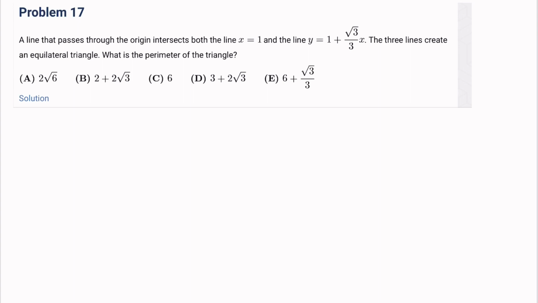Number 17: a line that passes through the origin intersects both the line x equals 1 and the line y equals 1 plus root 3 over 3 x. The three lines create an equilateral triangle. What is the perimeter of the triangle?